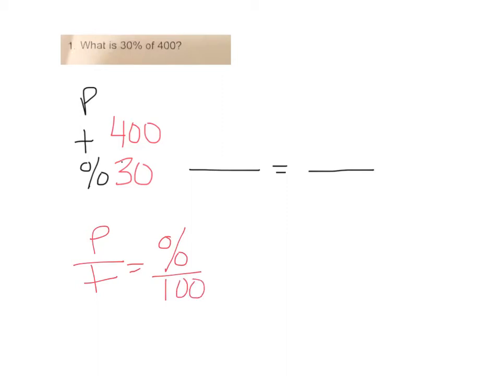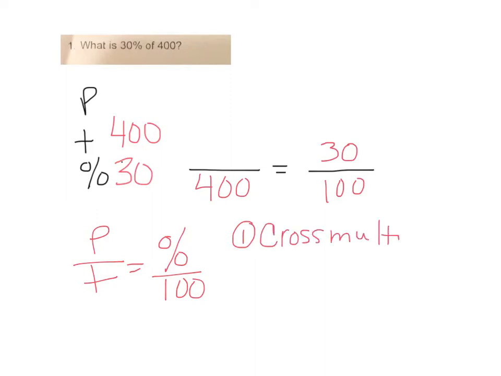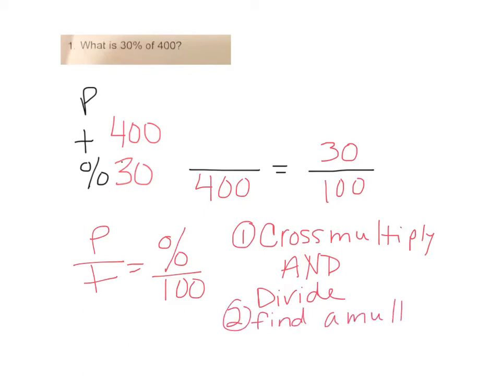So in this question, we don't know the part, but we do know that the percent is 30 out of 100. And we do know that the total is 400. So when we talk about solving a proportion, we know that we've got two methods. Number one, we can either cross multiply and divide. So two steps, cross multiply and divide, or we can find a multiplier. Either way, we will set the equation equal.